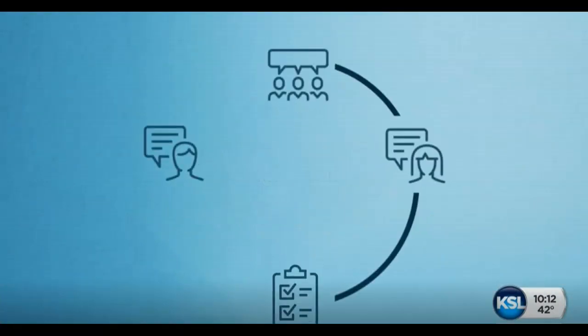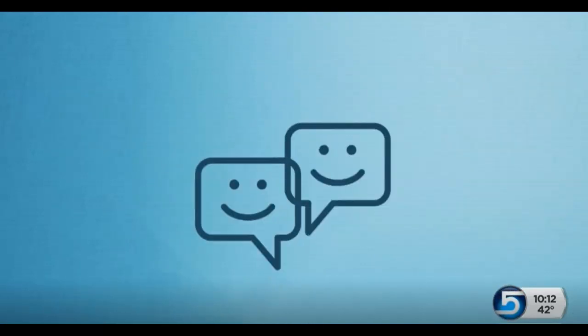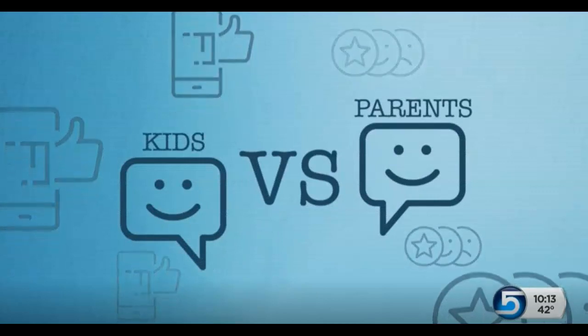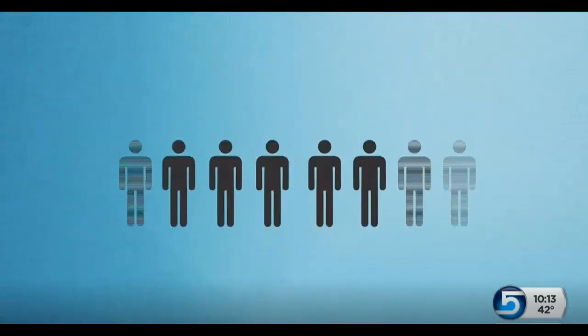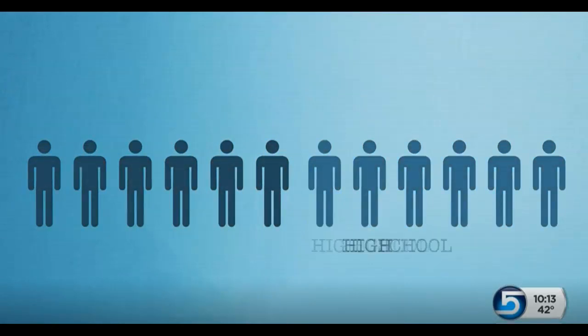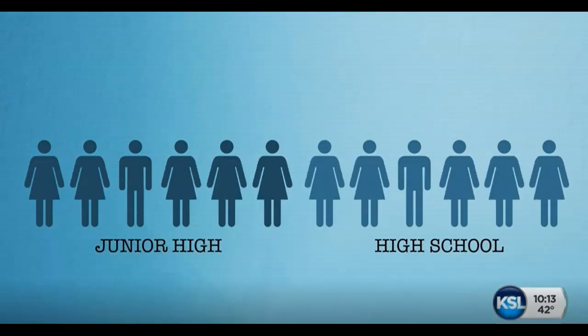The KSL investigators sent out a survey to hundreds of Utah teens and parents. We wanted to know what kids are saying about social media versus what parents think they know. Here are the players. All the kids are between 13 and 17 years old. About half, 47%, are in high school. The other half are in junior high or middle school. And most of them are girls.